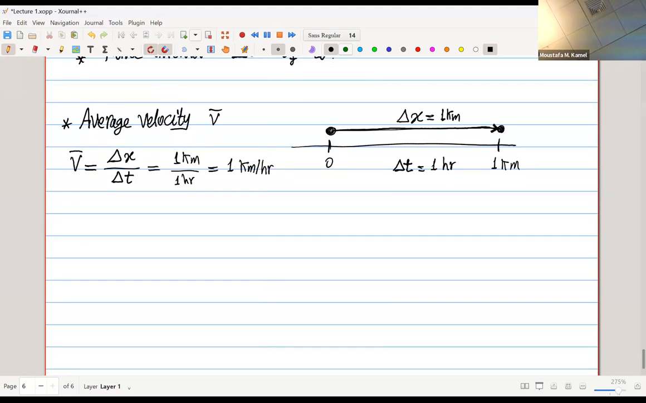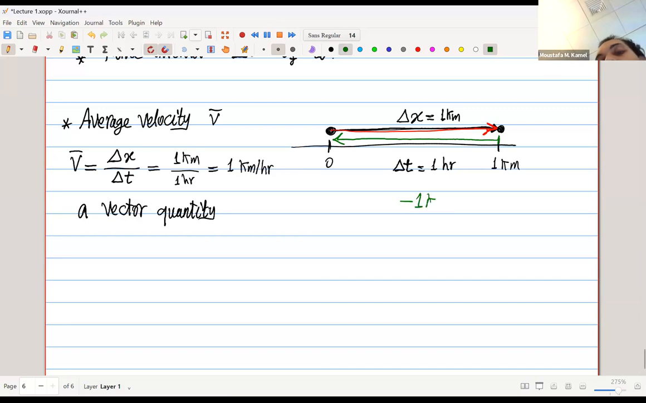Okay. The average velocity is also a vector quantity, because it has both magnitude and direction. So in this case, the direction of velocity was to the right, so it is a positive quantity. If I have the same thing, but from 1 kilometer to 0, then the velocity would have been negative 1 kilometer per hour, indicating that it's moving to the negative direction.